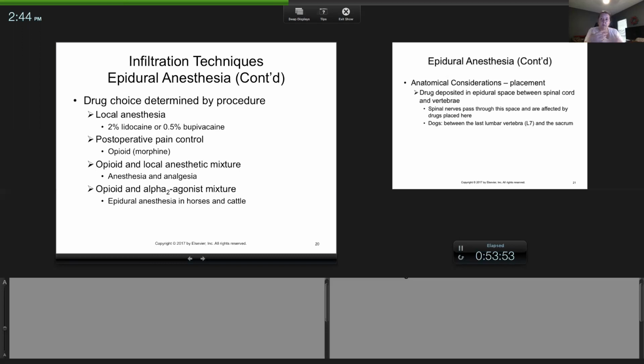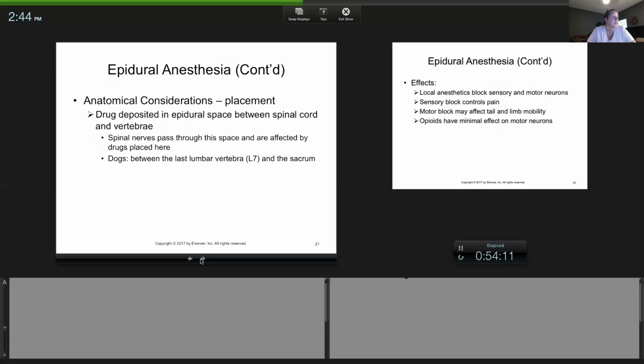So with an epidural, if I said on a test, what else can you use for an epidural besides a local anesthetic? You could tell me morphine, alpha-2s, drugs like that.